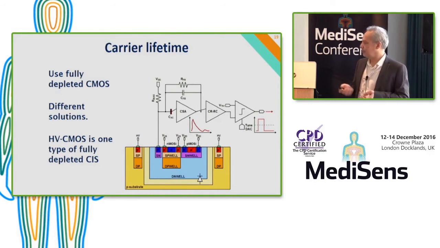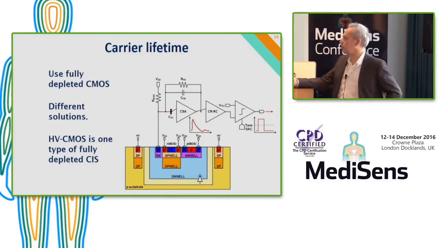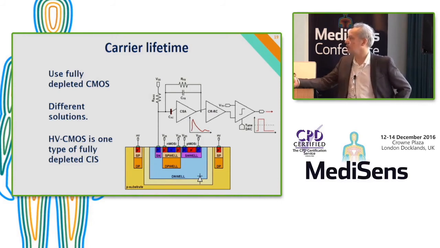So the solution to this problem is to use fully depleted CMOS. Normally, CMOS sensors are not fully depleted. They have a very big area which is not depleted. In this field, there are different solutions which are starting to come alive, and one of them, which comes again from the particle physics community, is to use a high voltage process for the CMOS part.